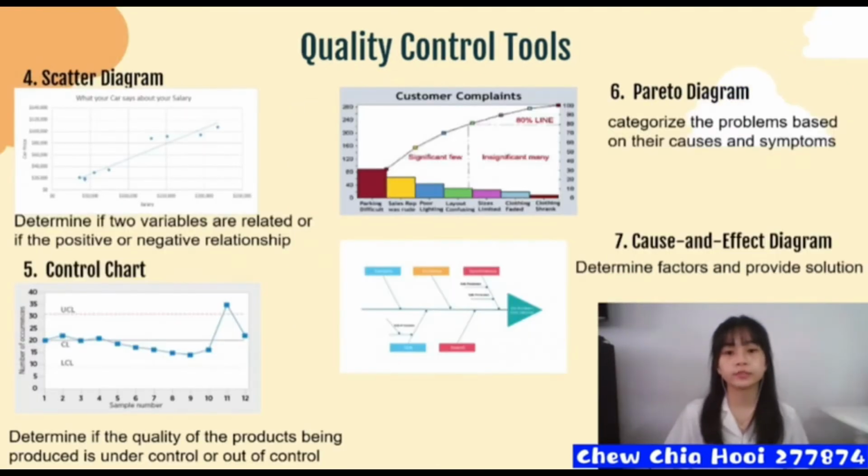The following quality control tool is the scatter diagram. A scatter diagram is used to determine if 2 variables are related, and whether the relationship is positive or negative. Next, control chart, which is used in determining if the quality of the products being produced is under control or out of control. After that, Pareto diagram, which is used to categorize problems based on their causes and symptoms. Lastly, cause and effect diagram, also named fishbone diagram, which is used to determine factors and provide solutions.